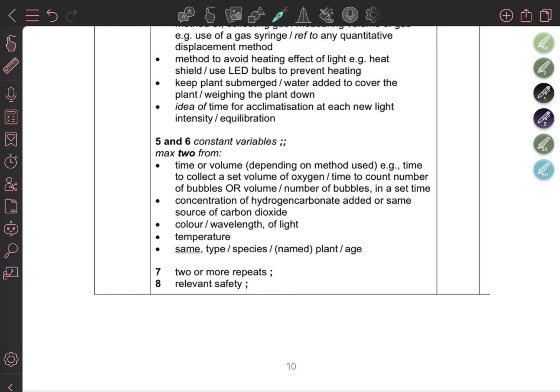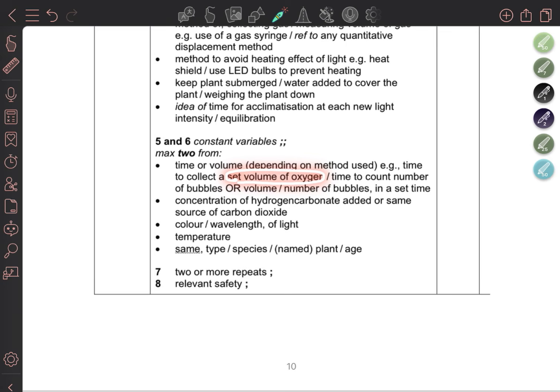And then as constant variables, you need two maximum. You need to have two. One of them is to use the same temperature, same species of plant, same wavelength of light, or if you're adding an indicator, if you are, but for this one we did not really use it. So let's focus on this, the time taken for which you're measuring the volume of oxygen.